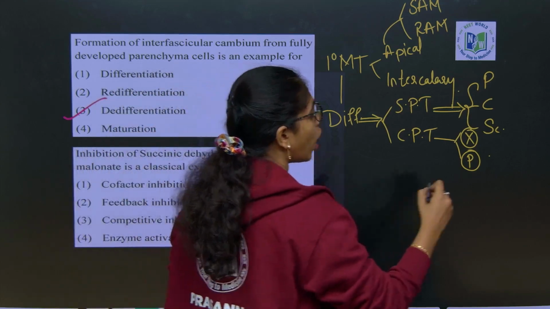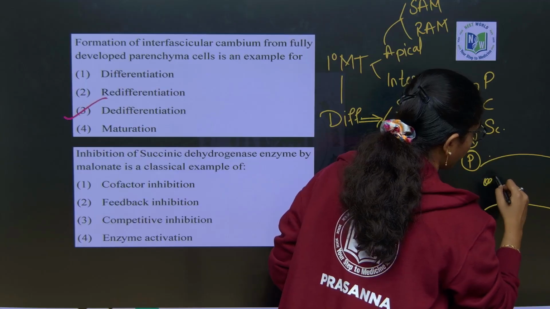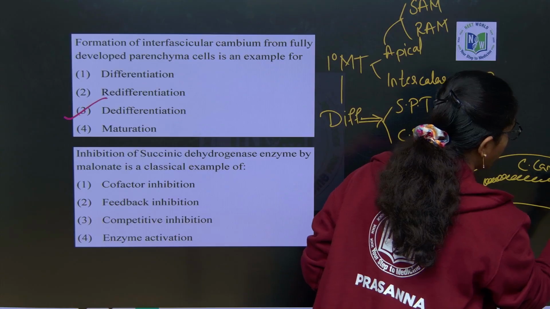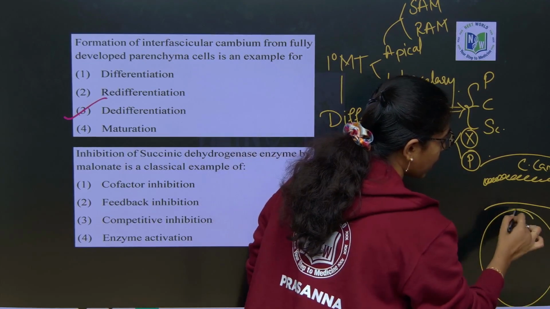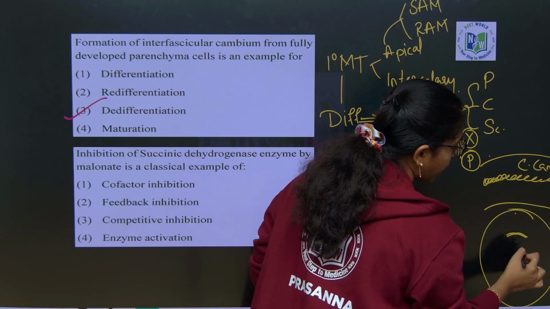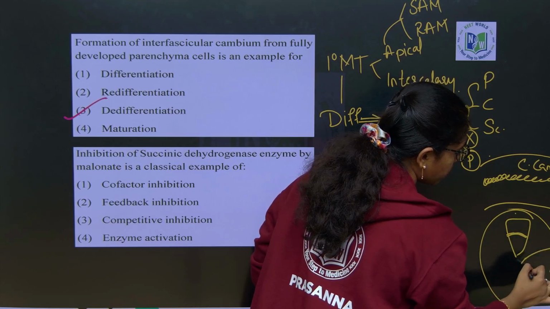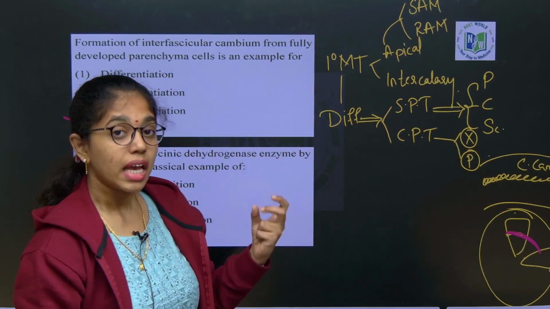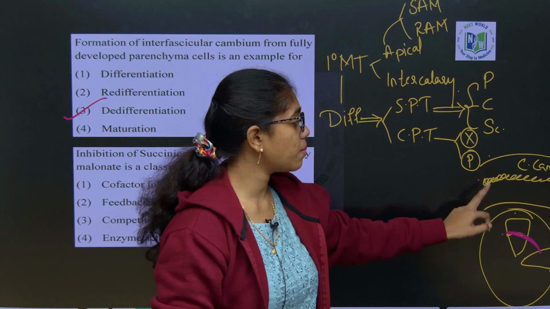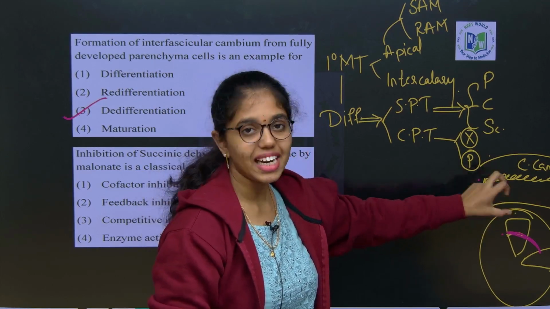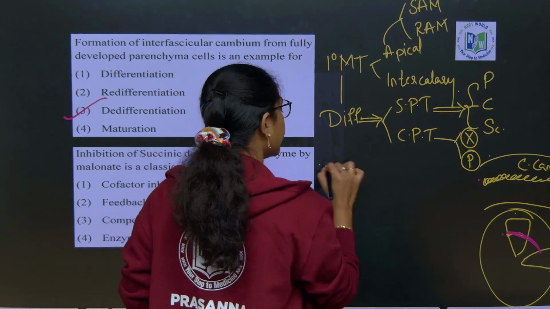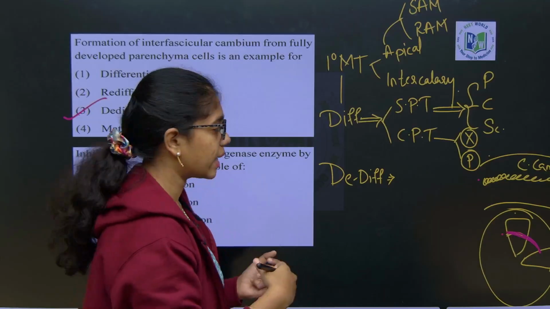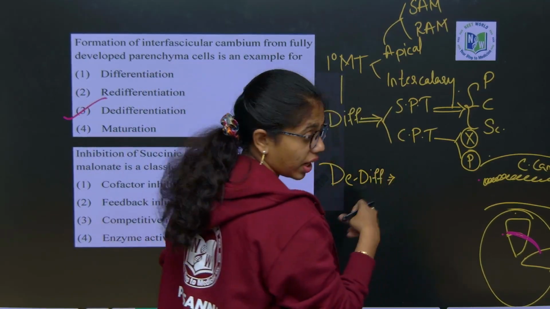For that, in the cortical region, a few of the cells will become meristematic, forming cork cambium. And in the stellar region, in between xylem and phloem and in between two vascular bundles, cambium is formed, which is called vascular cambium. These are gaining back the meristematic activity again. They will perform cell division activity, right? So, these are de-differentiated tissues. They lost the capacity of division and are gaining back the cell division activity. So, they are called de-differentiated tissues.